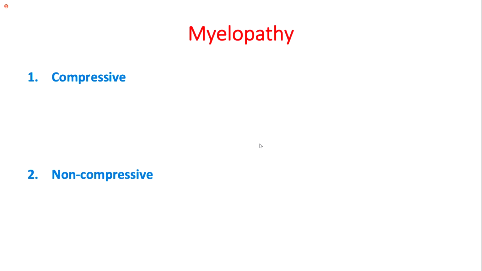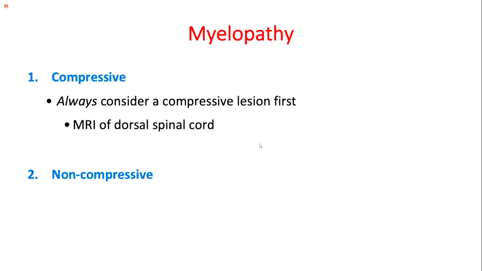Now myelopathies we classify into 2 broad groups, compressive and non-compressive. Now the second most important pearl that I want to convey to you today is that always consider compressive lesion first. Okay. Always consider compressive lesion first. That is why I wanted the neurosurgery lecture before the neurology lecture. Now can someone tell me why am I emphasizing this so much, that always consider compressive lesion first?